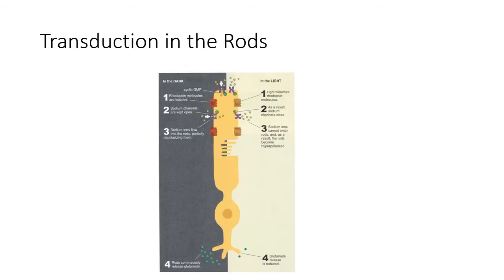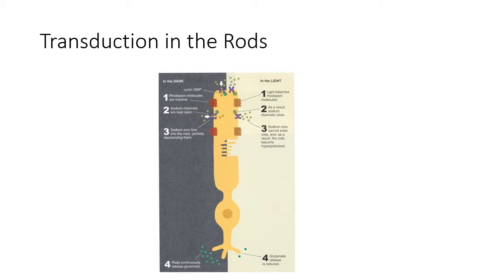Let's look at the rods and cones real quick. We'll start with the rods. The rods are fairly basic, because they're basically processing light and dark, black and white, whether light is present or not.